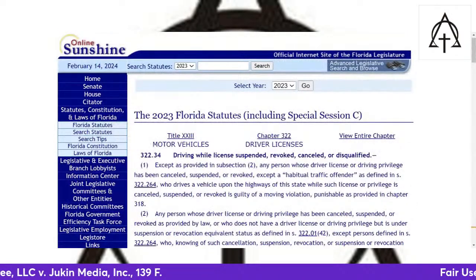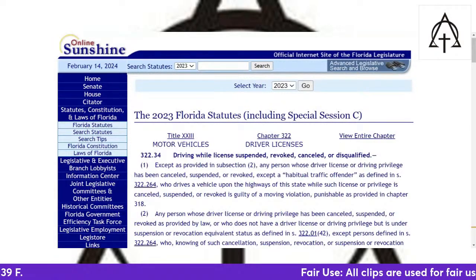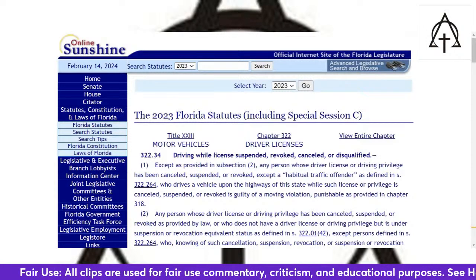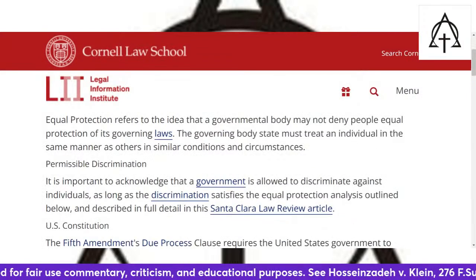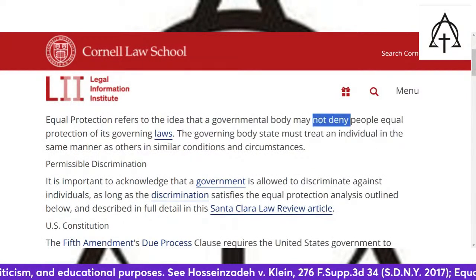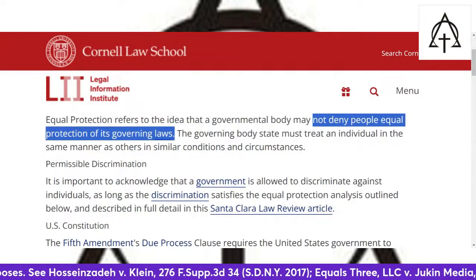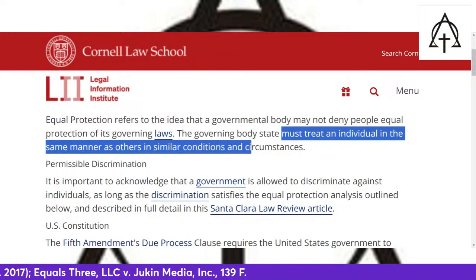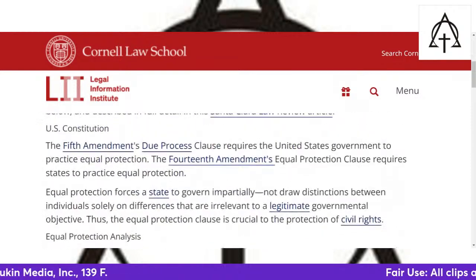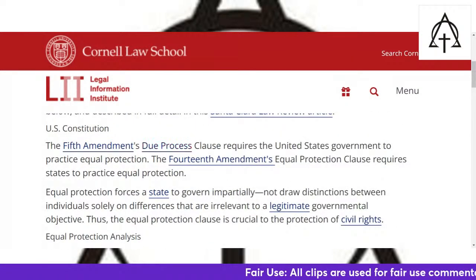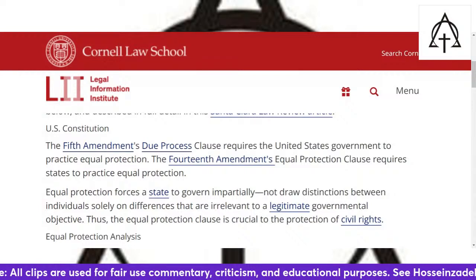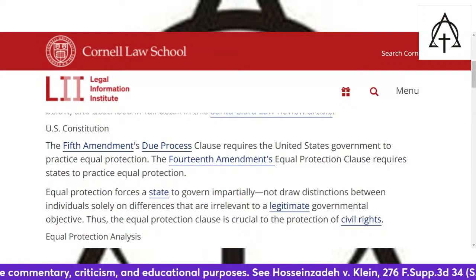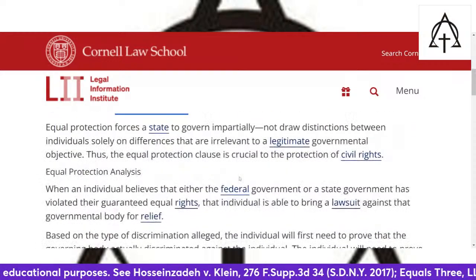But under the constitutions, equal protection refers to the idea that a governmental body may not deny people equal protection of its governing laws. The governing body state must treat an individual in the same manner as others in similar conditions and circumstances. The Fifth Amendment's due process clause requires the United States government to practice equal protection. The 14th Amendment's equal protection clause requires states to practice equal protection. Okay?